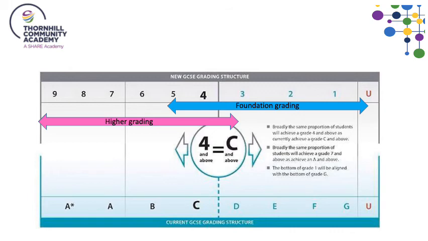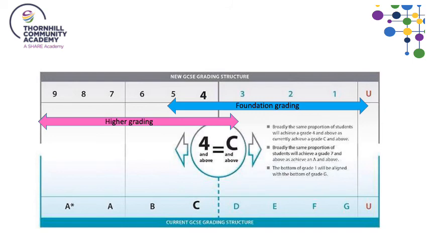The foundation, which is in blue, you can see that the foundation ranges from a 1 up to a 5. Again, you can get a U, you can fail it, but the lowest grade for a foundation paper is a 1. The highest grade is a 5. Okay, so that just gives you an idea of the tiers of entry and where your grades lie within those.